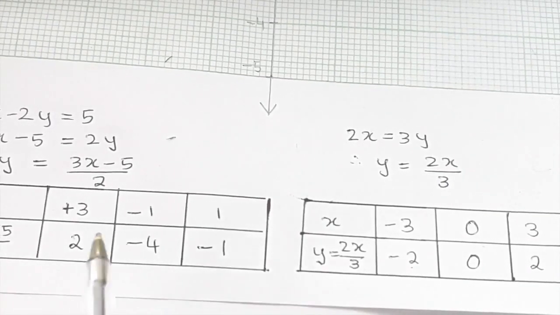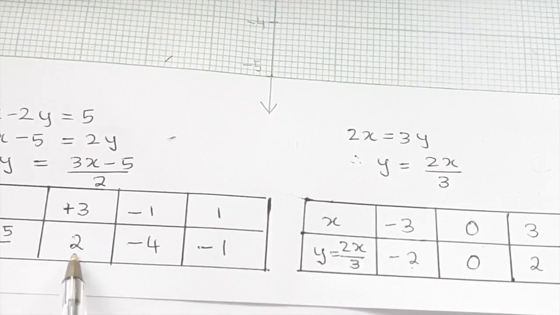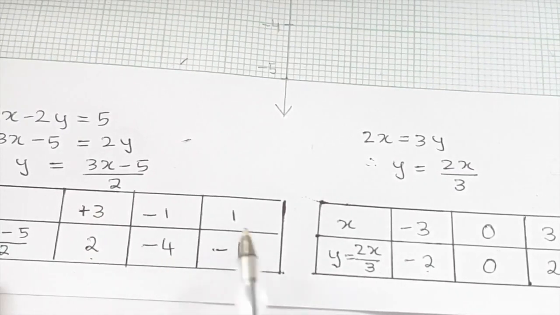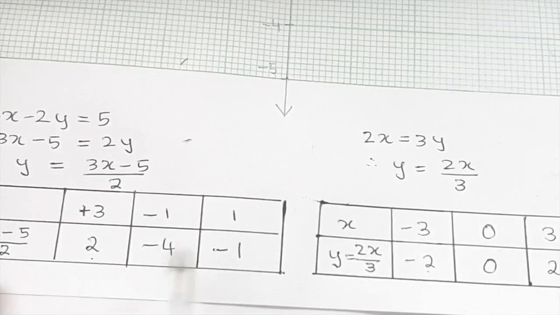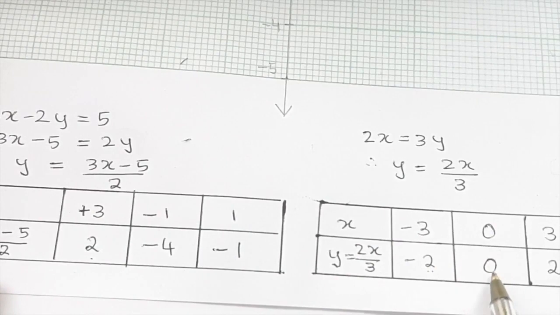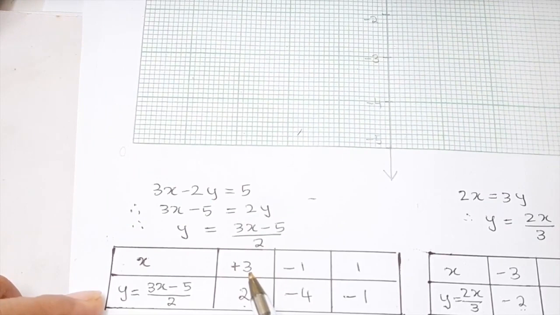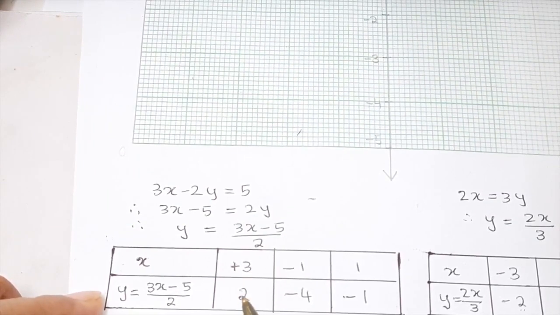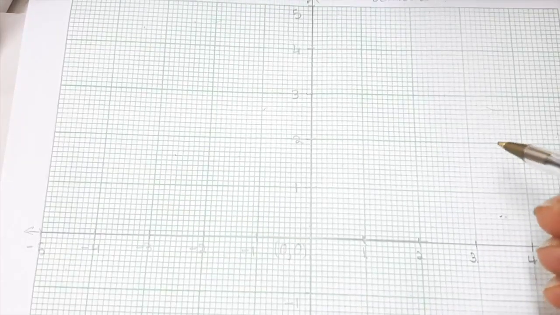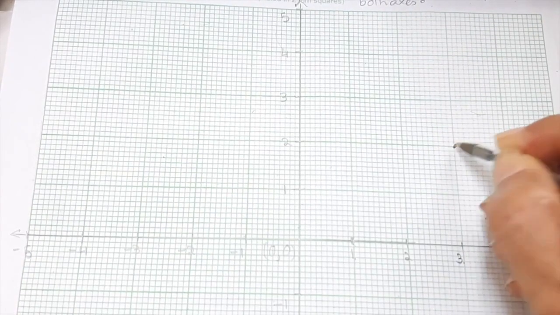So what are our points to be plotted? 3, 2, minus 1, minus 4, 1, minus 1 for this line, and minus 3, minus 2, 0, 0 and 3, 2 for this line. Okay, so let us see how we plot the points. Now I have written the table here. So the first point to be plotted is 3, 2. So this is 3 and this is 2 and this is our point. I'm marking it with ink because pencil will not show so clearly.